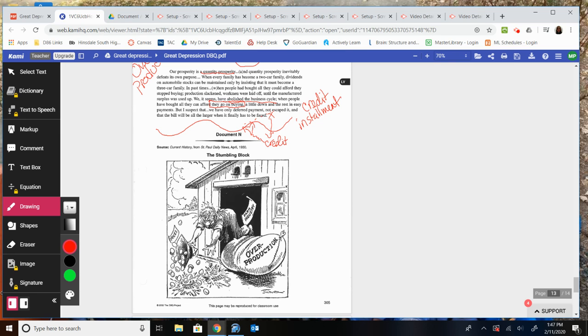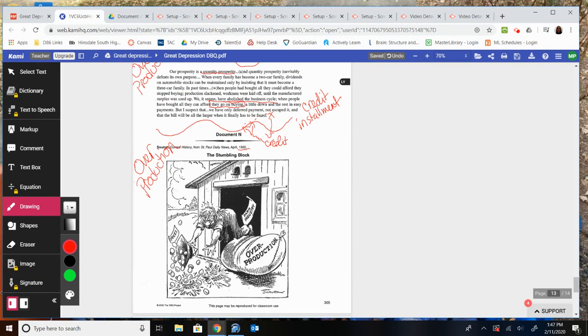Document N, as stated with M, they kind of go together. This one is also about overproduction as a cause of the Great Depression. And so this is a visual one. This was printed in 1930, so you're starting to recognize the problem. The problem discussed in document M was more on consumer buying.